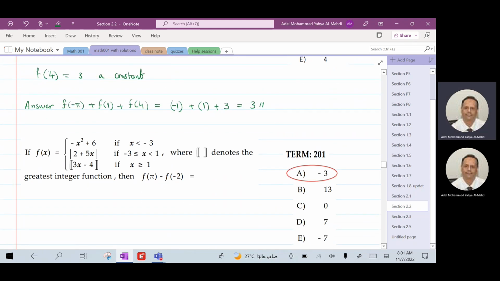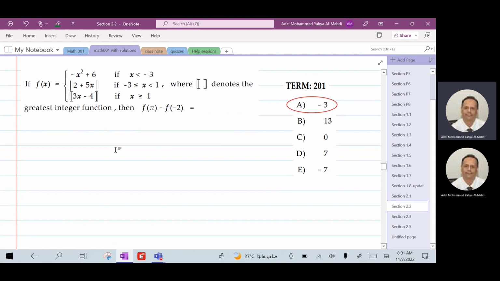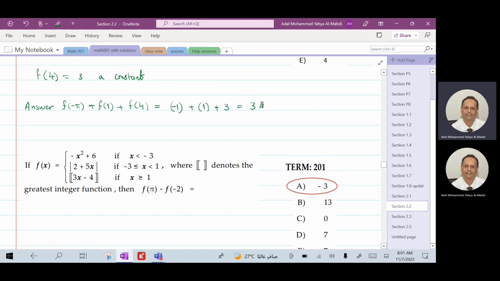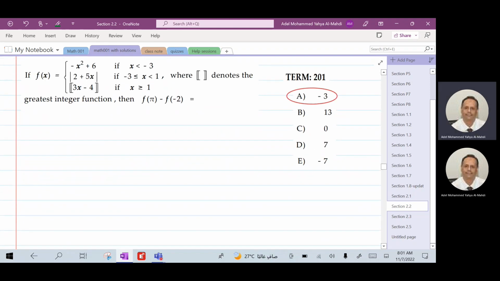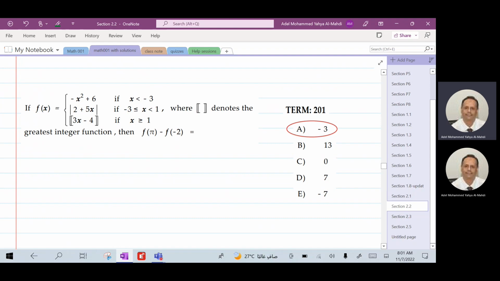So another question which is similar. We will answer only questions like these, on how to test the function if you are given relations, not graphs. Here we need to find f at pi minus f at minus 2. First you have to know where is your pi. Our pi is 3 point something, so it is here.